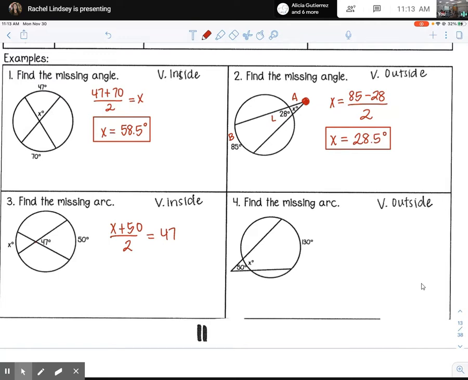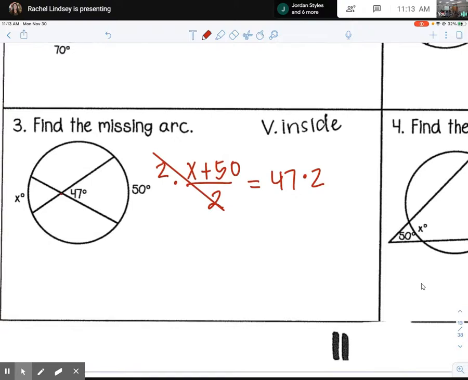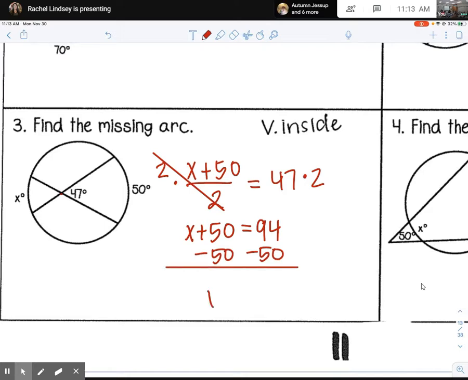What am I going to do with the 2? Get it off the bottom. I'm going to multiply. So undo division, you multiply. So multiply both sides by 2. x plus 50 equals 47 times 2, which is 94. And then what do you do with the 50? Subtract it. x equals 44. x does equal 44 degrees.